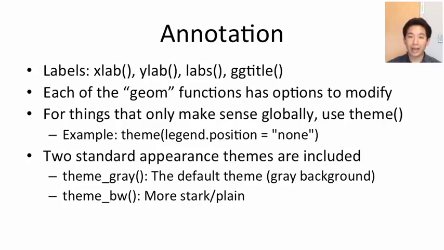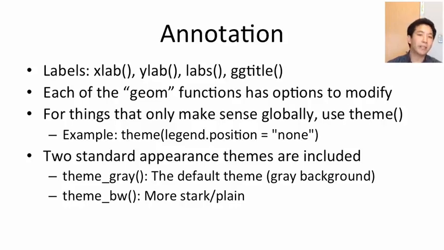You can also use the labs function, which is a more general function that can be used to specify X, Y labels or titles. It doesn't really matter what you use. Each of the geom functions, like the geom point and the geom smooth function, have options that you can specify to change things. So you can explore some of those options too if you don't like the defaults.